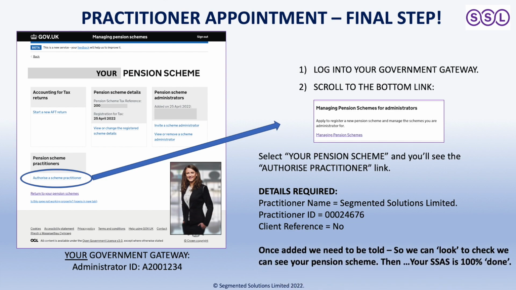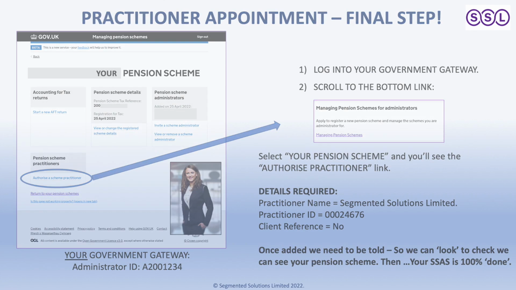Once that's been done, you need to tell us that it's been done, because then we can log into our system and check to see whether we can find your pension scheme. Once we can see your pension scheme, then we know that your SSAS is 100% done. And that's it. That's the entire process from end to end, warts and all, the entire thing. Obviously, we're there to handhold you as we go through, but it's good for you to sit and listen and to go through the whole process so there's no surprises.